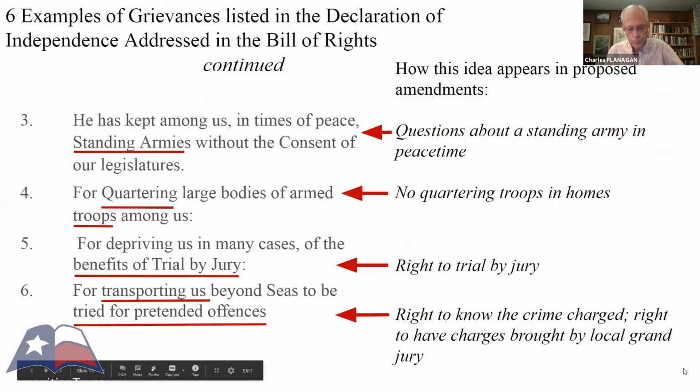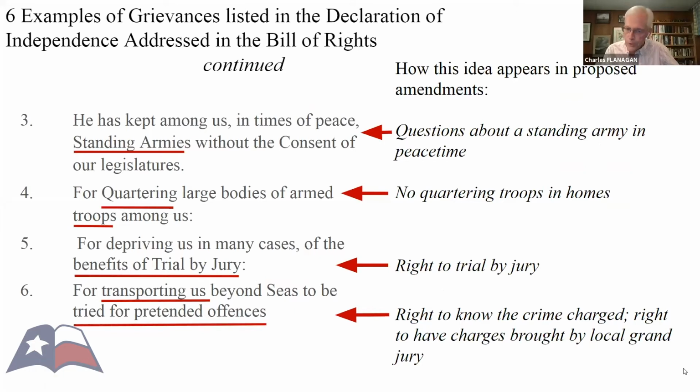Thirdly, he has kept among us in times of peace standing armies. And there are going to be questions in the Bill of Rights about the role of a standing army in peacetime. And he has quartered large bodies of armed troops among us. We'll have a specific element of the Bill of Rights, an article that says no quartering of troops in homes.